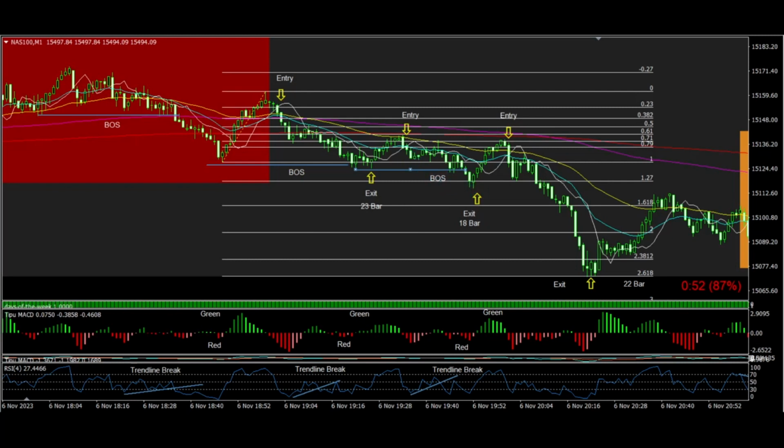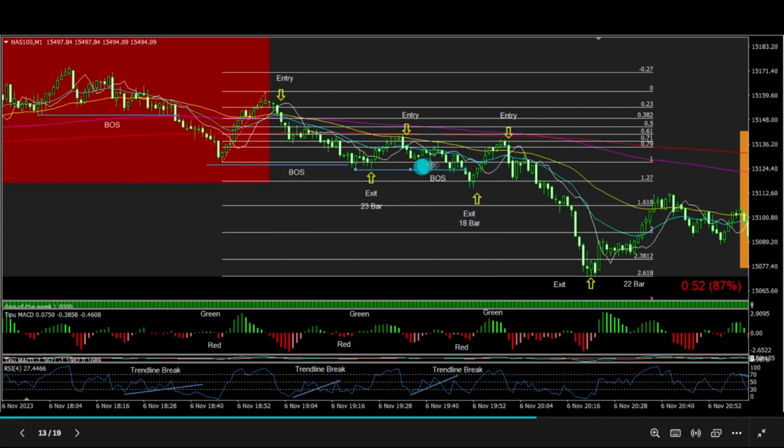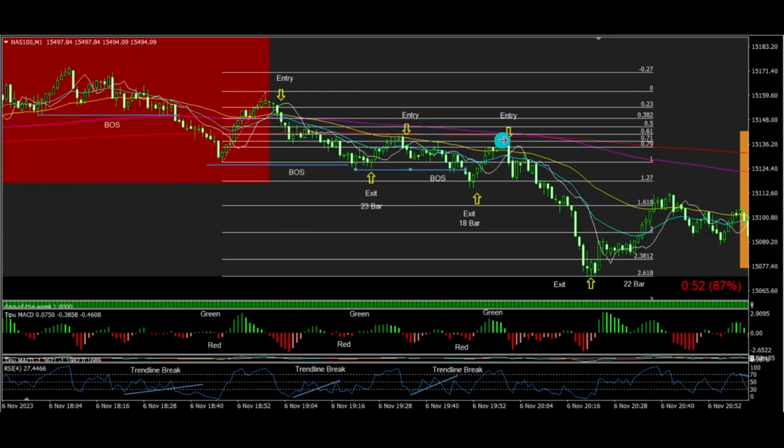You can also take another entry because this is a break of structure. Price retraced back above the 50. There's a green histogram. There's also a trend line break on this break of structure. Then price closes below the 50 EMA and the 4 EMA. That is your entry.